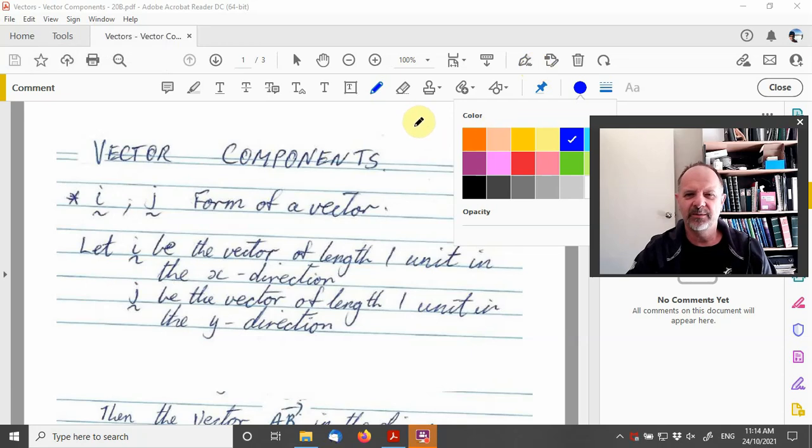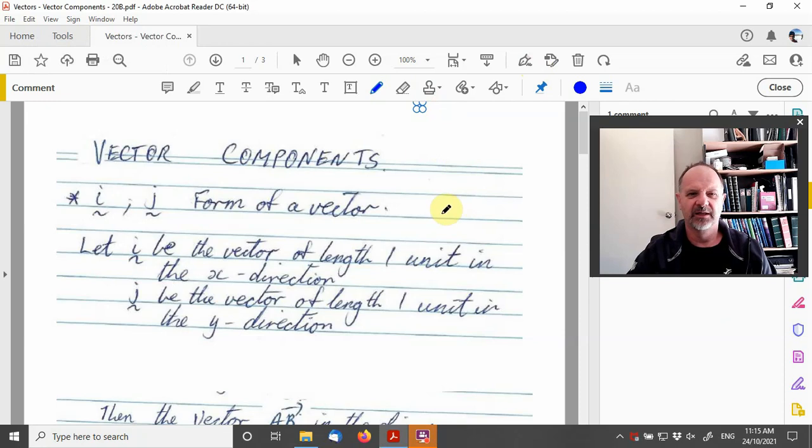Alright, today what we're looking at, as it says here, is vector components. In particular, we're looking at what we call the i and j form. So we're working in two dimensions, with what we call i and j. As we're saying here, the definitions: i is the vector of length 1 unit in the x direction.